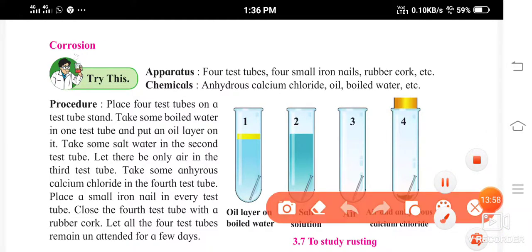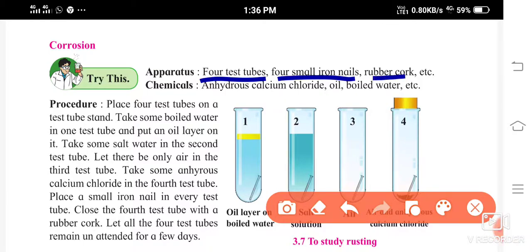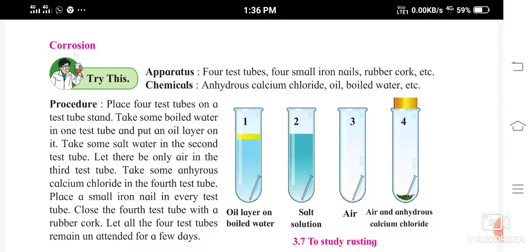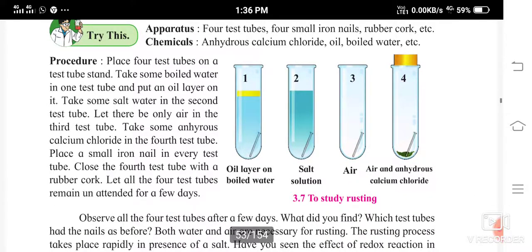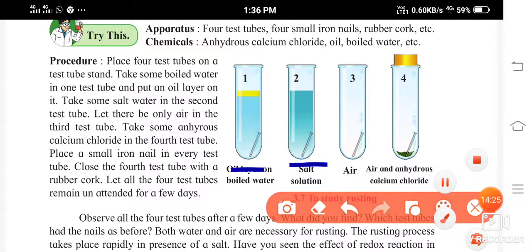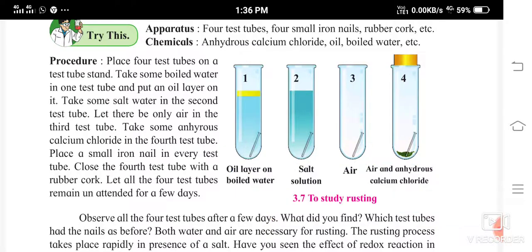The apparatus required for this is 4 test tubes, 4 small iron nails, and a rubber cork. The chemicals you are going to take are anhydrous calcium chloride, some oil, boiled water, etc. Now place 4 test tubes on a test tube stand. You are going to take 4 test tubes. Yes, you can see over here 4 test tubes: 1, 2, 3, 4. So 4 test tubes are taken.